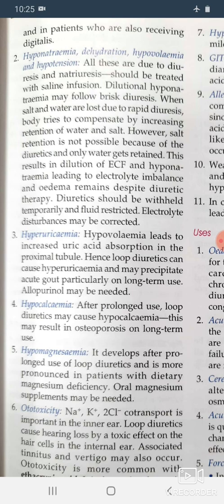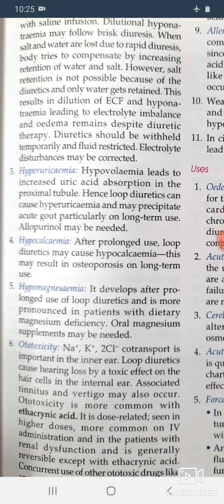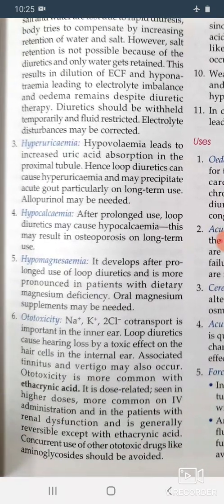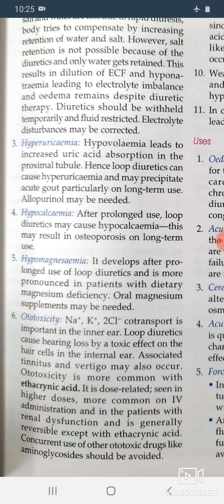Okay, the sixth one is ototoxicity. The sodium, potassium, and chloride co-transporter, which is inhibited by these loop diuretics, is also present in the inner ear. So along with the renal tubules, this importer is also present in the internal ear. And as the main mechanism of the loop diuretic is the inhibition of this importer, it also inhibits this importer in the internal ear along with the renal tubules, along with the loop of Henle.